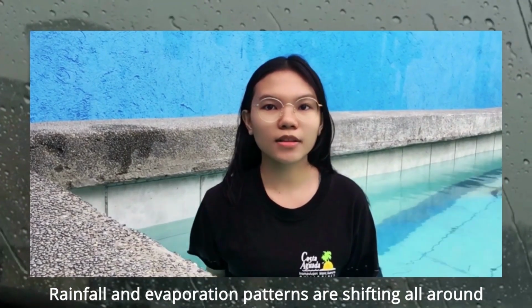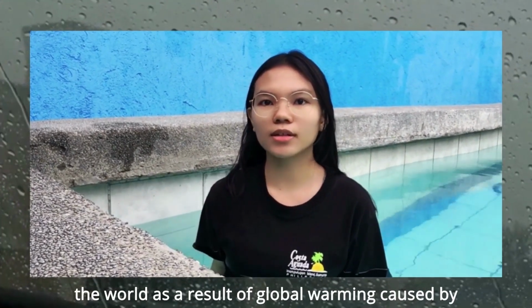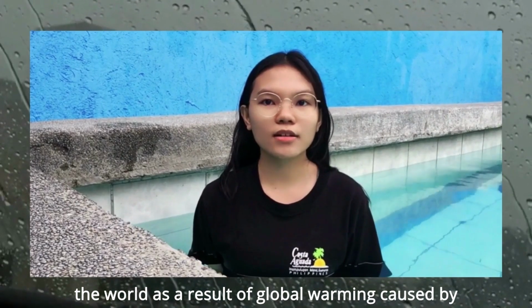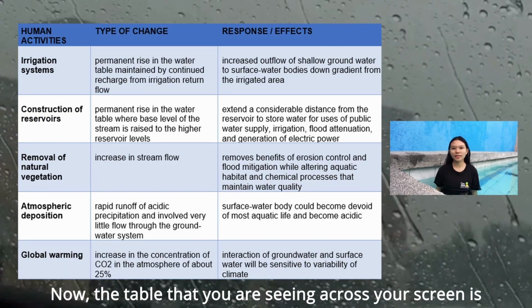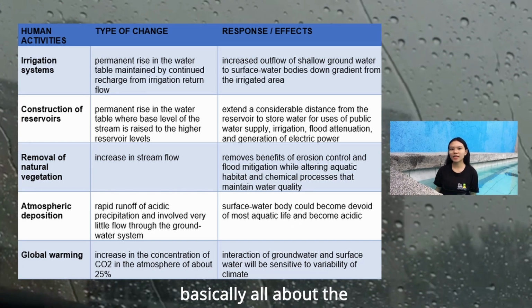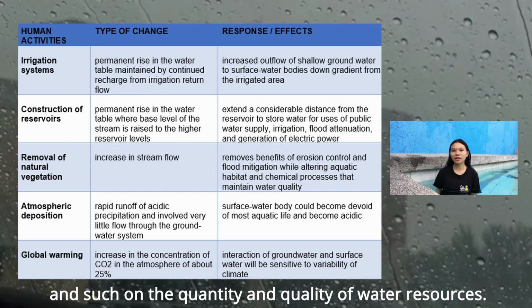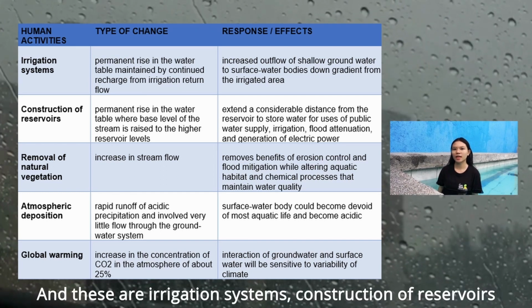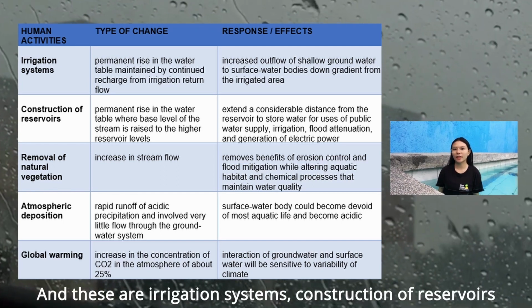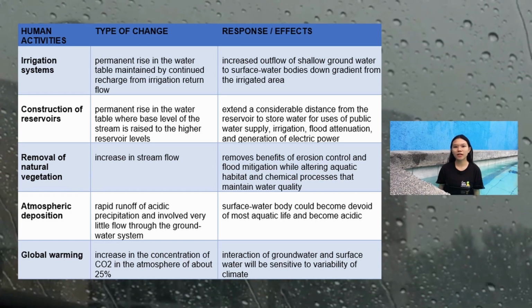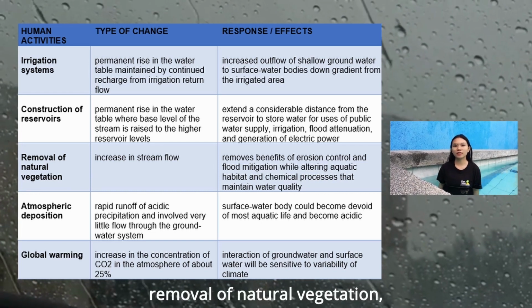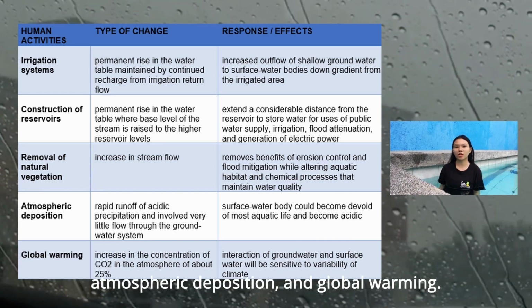Rainfall and evaporation patterns are shifting all around the world as a result of global warming caused by greenhouse gas emissions. Now, the table that we are seeing across your screen is basically all about the terrible effects of human activities on the quantity and quality of water resources. And these are irrigation systems, construction of reservoirs, removal of natural vegetation, atmospheric deposition, and global warming.